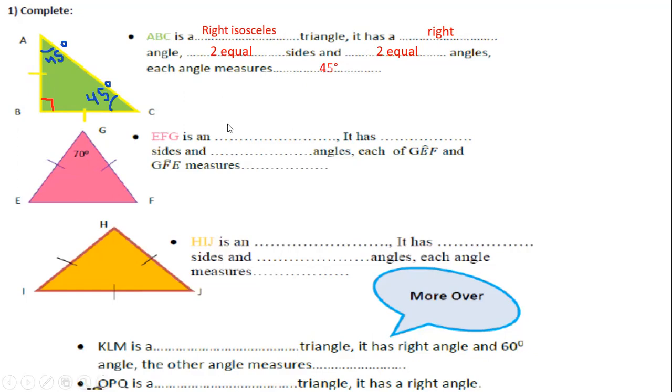Now, if we look at the second triangle, EFG, we have a mark on EG and the same mark on GF. So these two sides are equal. So EFG, what kind of triangle is it, having two equal sides? Which triangle has two equal sides?